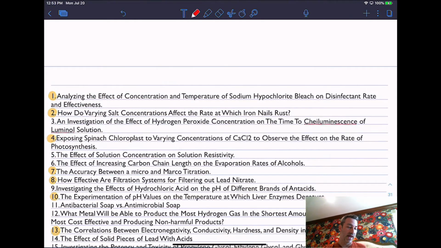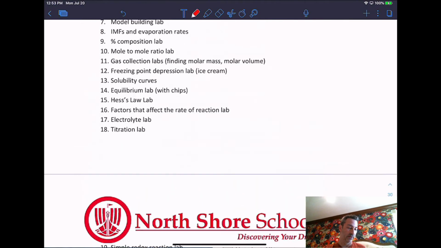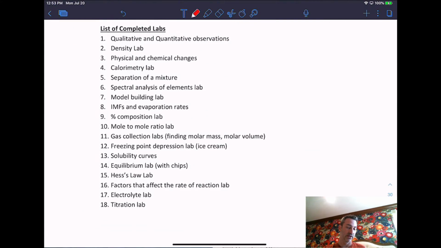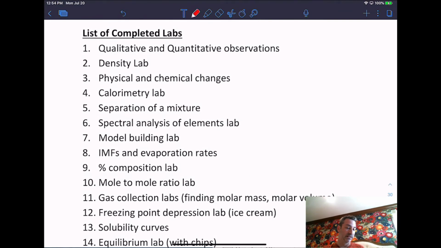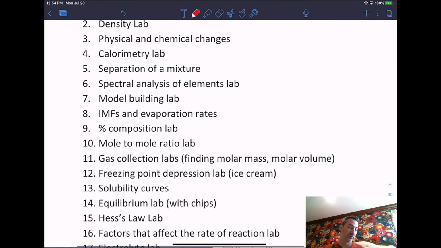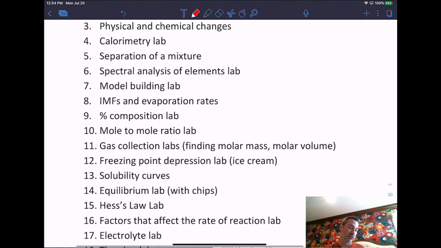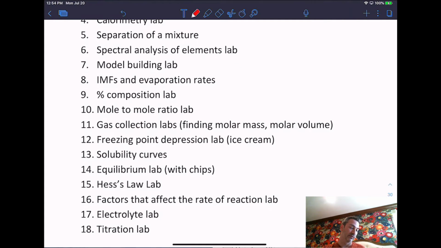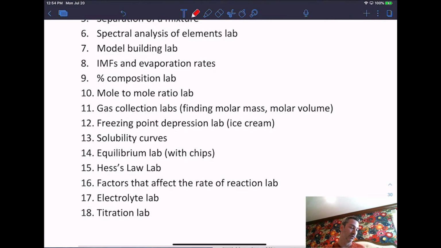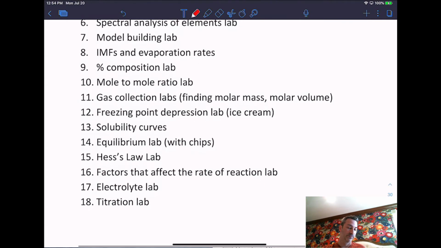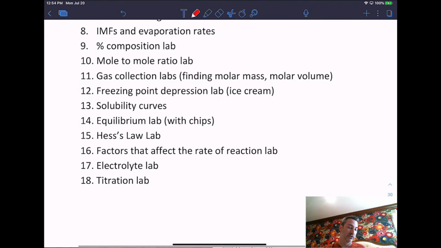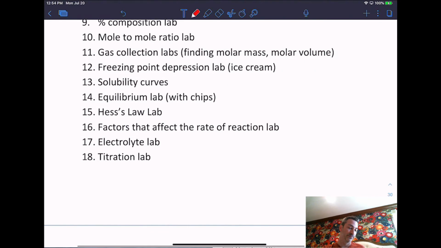You could also go back and look at the other labs that we did last time to design an IA around. So there's things like the density lab, physical and chemical changes. We did a calorimetry lab, separation of a mixture, model building lab. I don't really know how you would apply that, but you could use models in your analysis. IMFs and evaporation rates, percent composition of the hydrate, gas collection labs, freezing point depression.